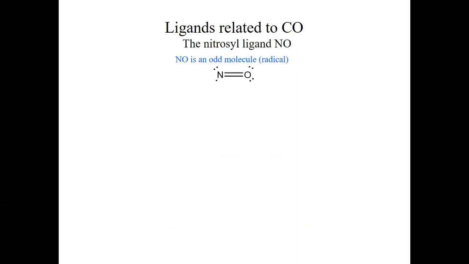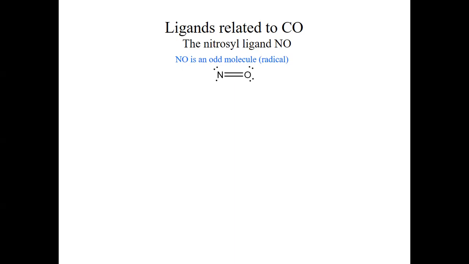Okay, so let us go to another ligand, which is the nitrosyl ligand, NO. So this ligand is not exactly isoelectronic to CO, because the nitrogen has one more electron than the carbon, and for that reason, the NO has one more electron than the CO.